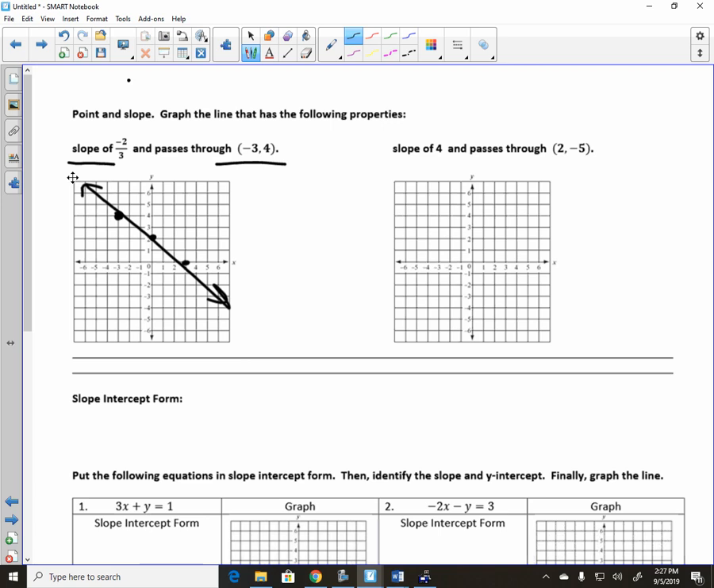Same thing here. Slope of 4, and I'll write it over 1 and passes through 2, -5. We have our rise over our run. Rise 4, run 1. Rise 4, run 1. And there we have it.